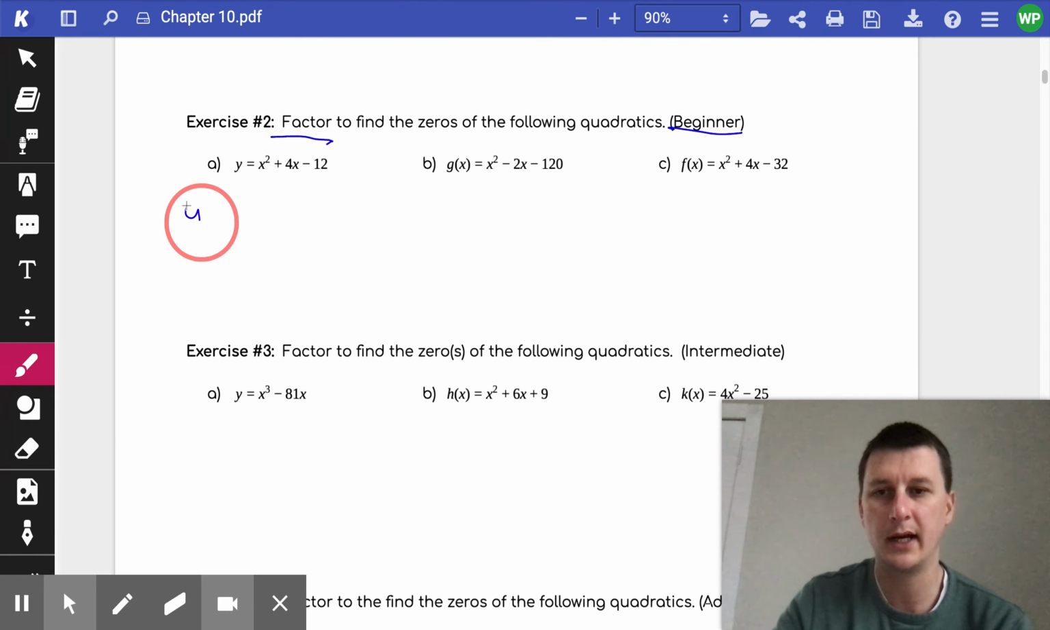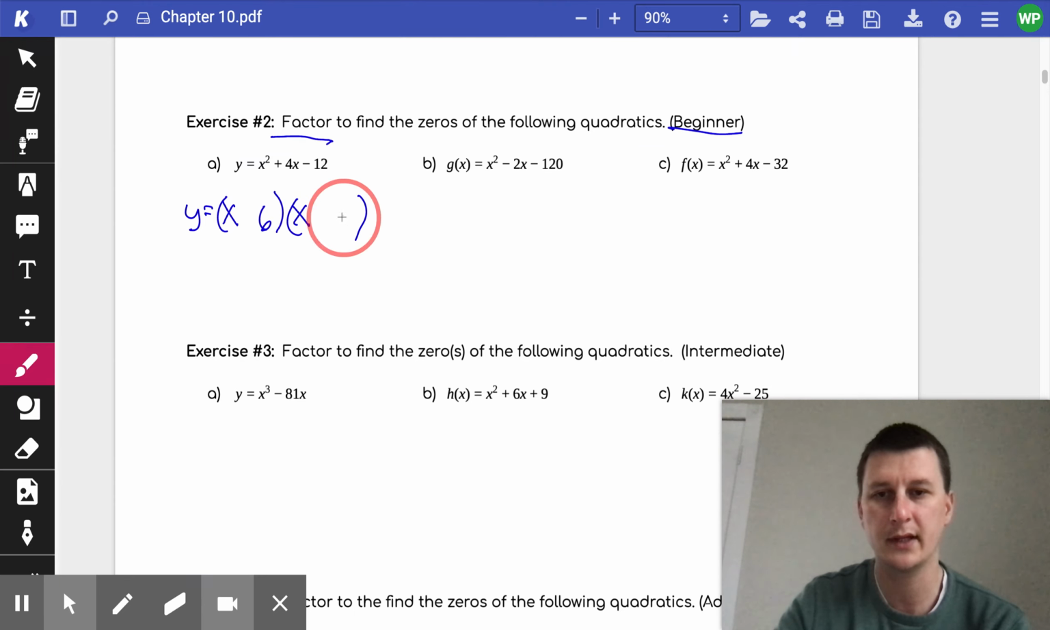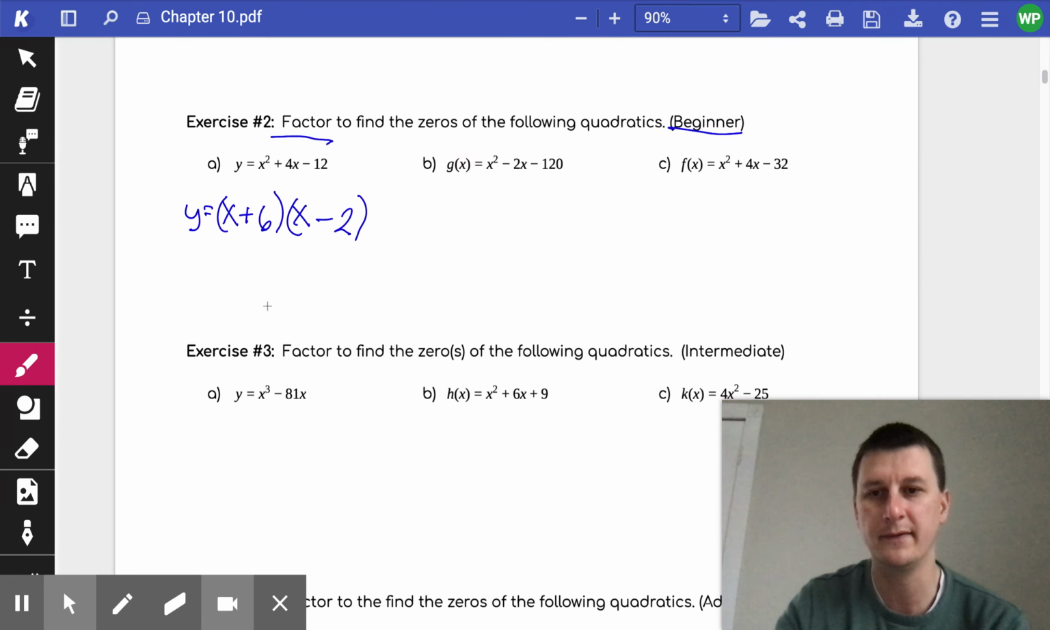So let's start off by making y equal, and then we're going to see what two numbers will multiply to negative 12 and add to 4. So again, we're going to start off each parentheses with x, because x times x will give us that x squared. And then let's think, what two numbers are going to multiply to give us 12 and add to 4? Not 1 and 12, 2 and 6, maybe. Let's try 6, and let's try 2. Now we need a positive 4, so I'm going to make my 6 positive and my 2 negative. So let's check that out. 6 times negative 2 will be negative 12, and 6 minus 2 will be positive 4.